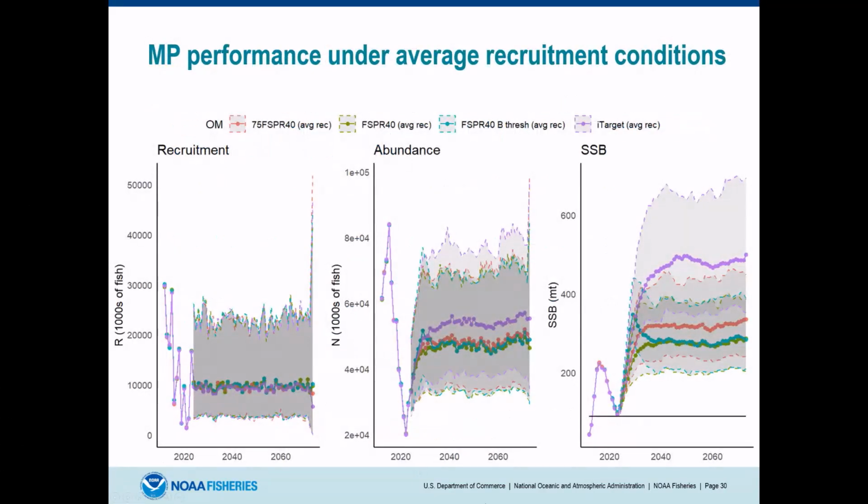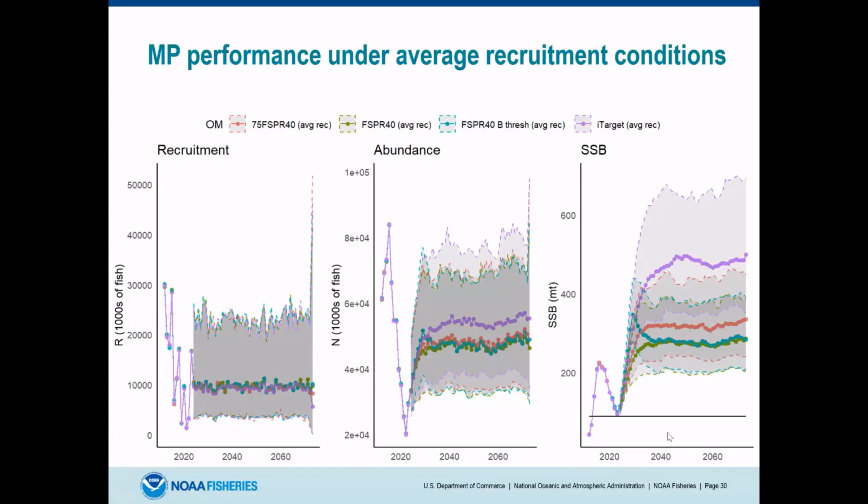And so, under average recruitment conditions, we see that during the historic period, recruitment drops a little bit and then levels out under those average conditions. Abundance under all of these is relatively similar, although iTarget being set to that highest level ends up being a really generous fraction of F40, so something like 65% of F40, so that attains the highest abundance and subsequently the highest biomass.